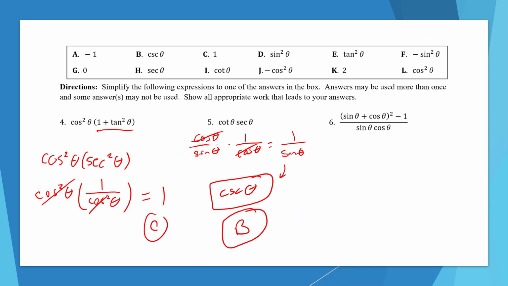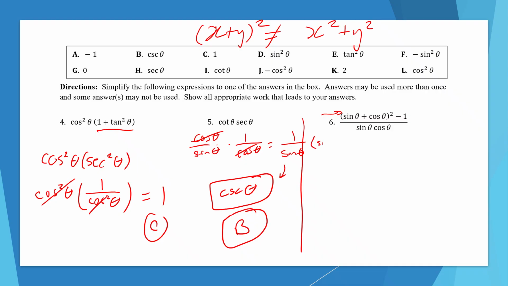Number 6, this is a common misconception. A lot of people, if you see (x plus y) squared, want to say that this is equal to x squared plus y squared. It's not. You have to FOIL it out. So that's what we need to do for number 6. So here, let's just start, because this will be a tricky one, by simplifying the numerator first.